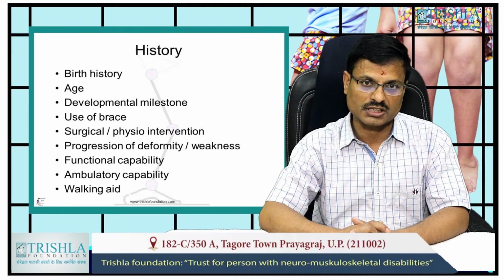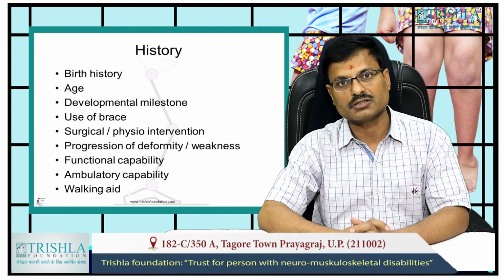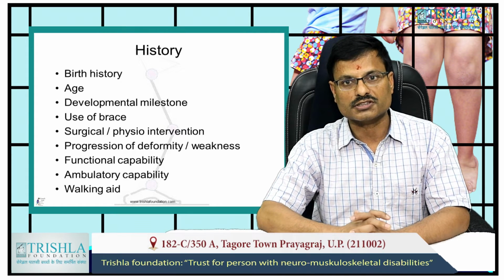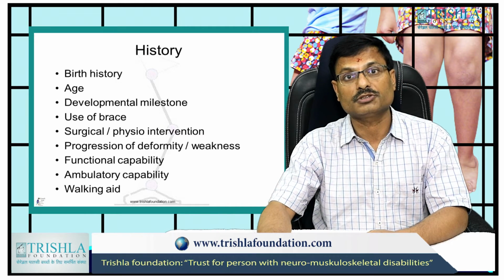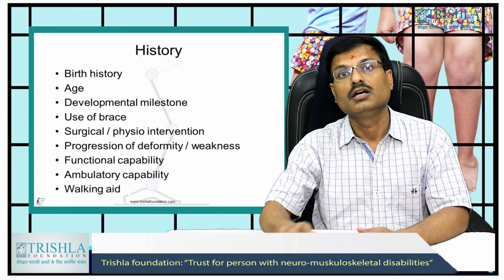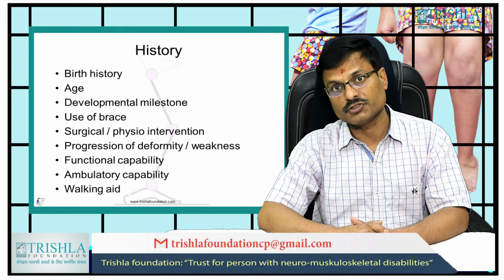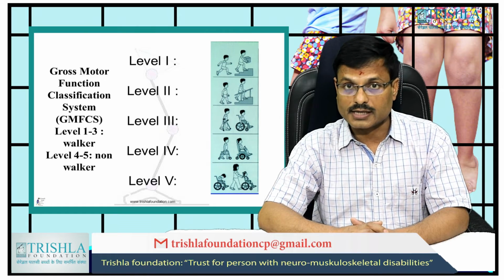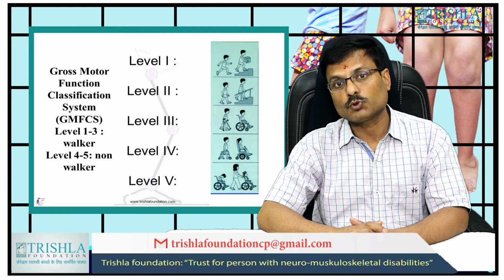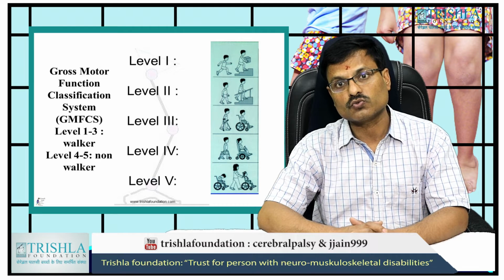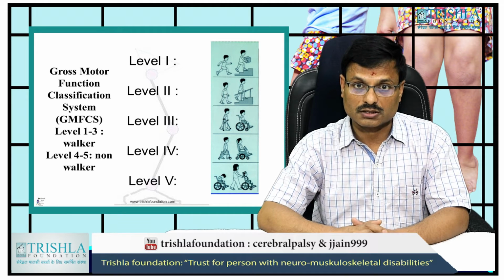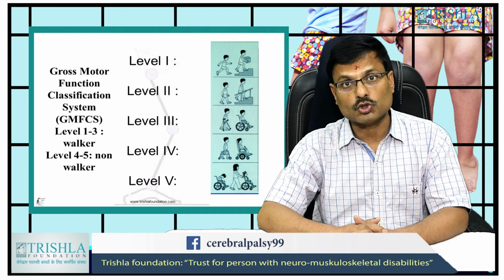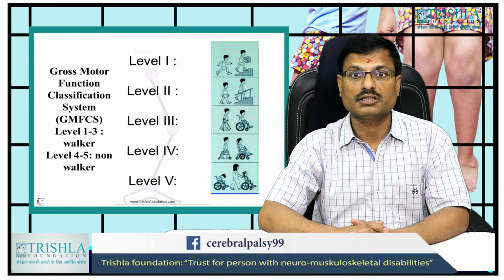child is using, what kind of surgical and physio intervention they have undergone earlier, progression of the deformity, functional capability of the child, ambulatory capability and walking gait. Every part of the history is very important in decision making, which child requires surgery, which will require braces. As you can see on the screen, this is the gross motor function classification system, level 1 to 5. Level 1 to 3 is known as walking children, walkers, and 4 and 5 are non-walkers. And most crouch gait progresses in level 3 or level 4.